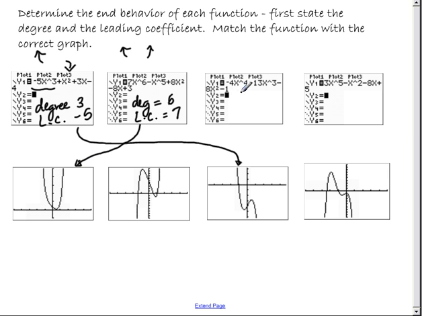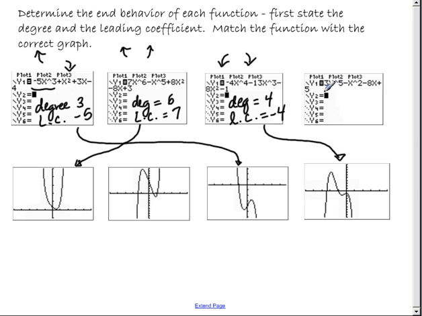Now what about -4x to the 4th minus 13x cubed minus 8x squared minus 1? The degree of this function is 4, and the leading coefficient, right, it's -4. So here we have an even degree with a negative leading coefficient, so it's going to be the reflection of x squared, which will both be down. So the one that corresponds to that is here, right? The end behavior both going down.